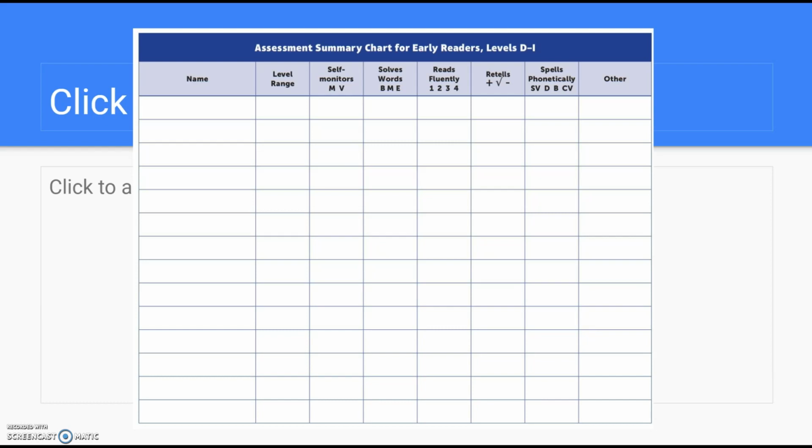Column 7, you're going to write spells. It'll be spells phonetically. This is where you'll list phonics skills the student uses. Important skills for early readers include short vowels, SV, digraphs, D, blends, B, and complex vowels, CV. And then you'll also have a column for other notes.